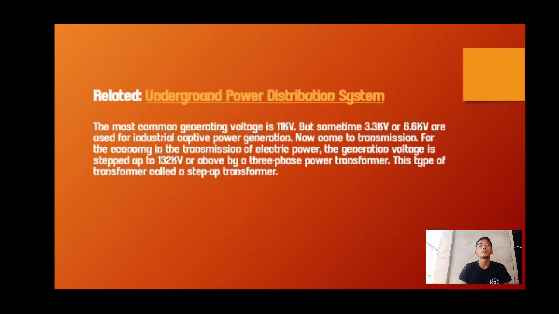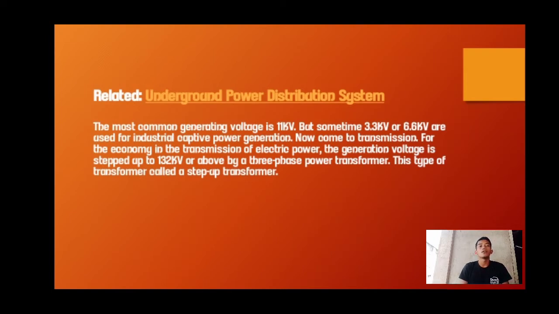Related: underground power distribution system. The most common generating voltage is 11 kV, but sometimes 3.3 kV or 6.6 kV are used for industrial captive power generation. Now we come to transmission.